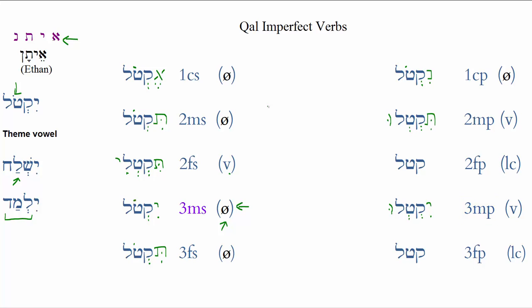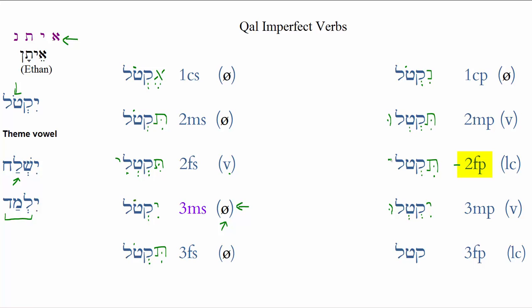Finally, we'll look at our last 2 examples. These are our light consonantal endings. So the first one here is our second feminine plural. This has a tav prefix and the familiar hirik, followed by a silent schwa under the first root letter.